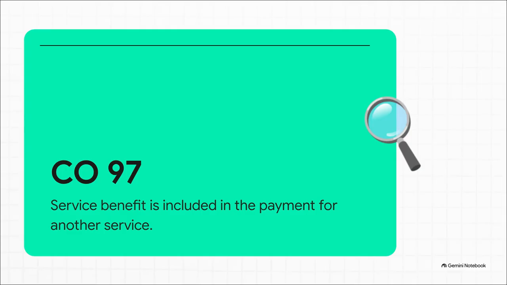And now, we face the infamous CO97 bundling. If you work in RCM, you know this one well. This denial happens when the payer determines that the benefit for the service you're billing is already included in the payment or allowance for another service or procedure that was already adjudicated on that exact same date.